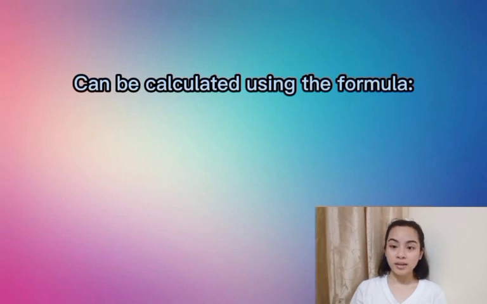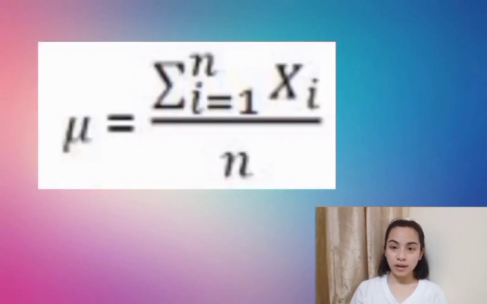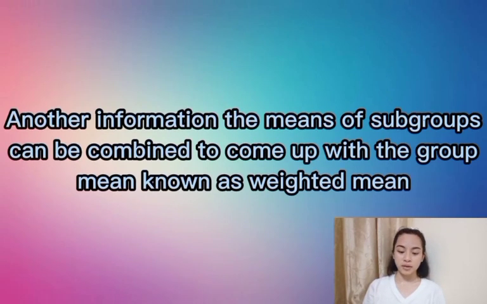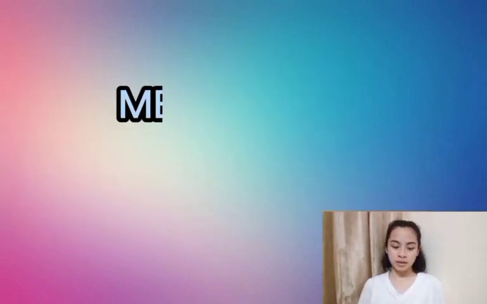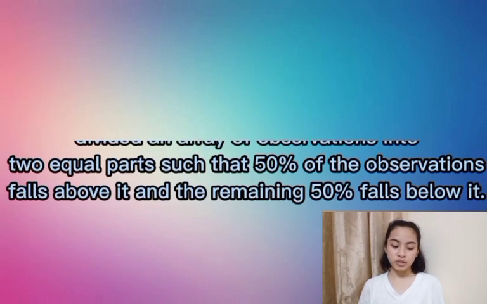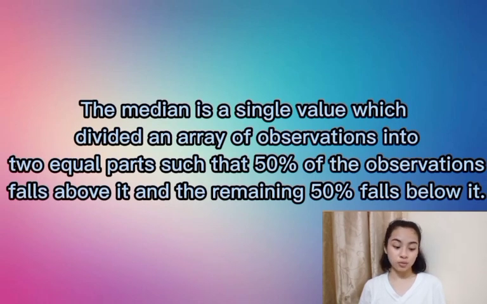This can be calculated using the formula. And for another piece of information, the means of subgroups can be combined to come up with the group mean, known as the weighted mean. Next is the median. The median is a single value which divides an array of observations into two equal parts, such that 50% of the observations fall above it, and the remaining 50% fall below it.